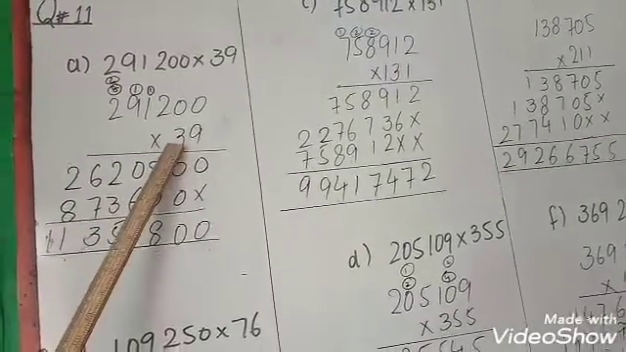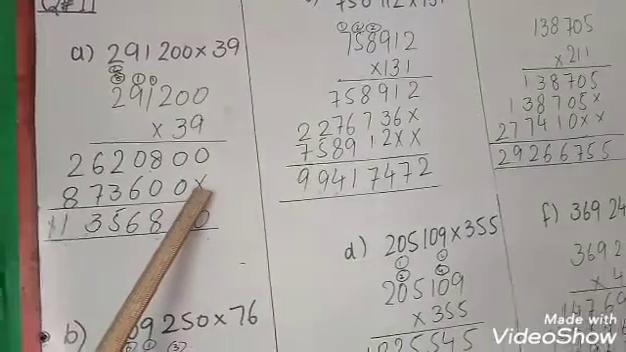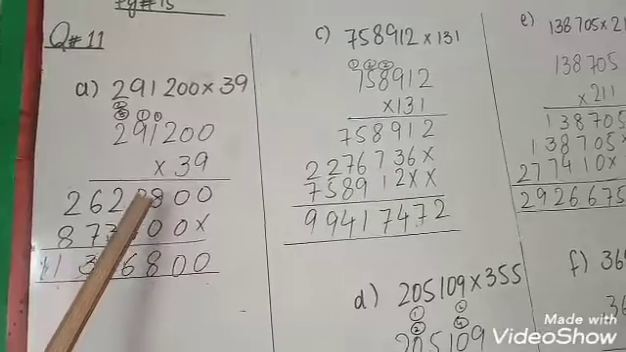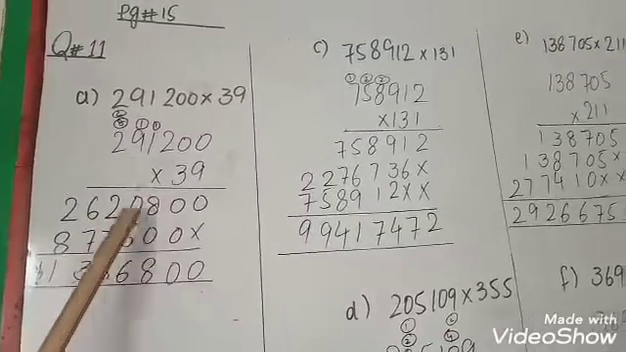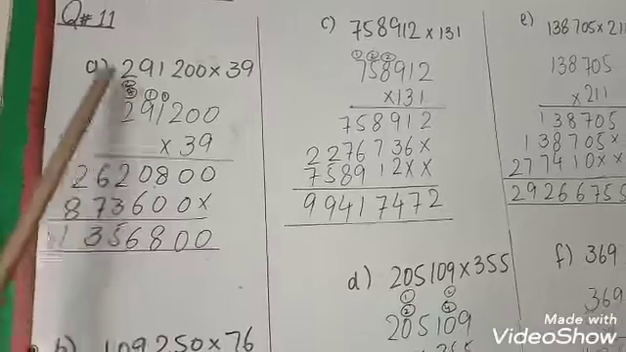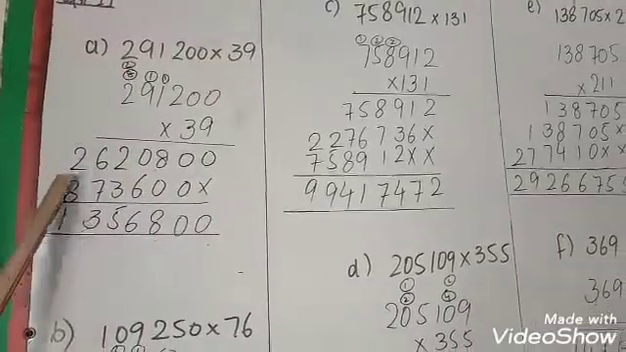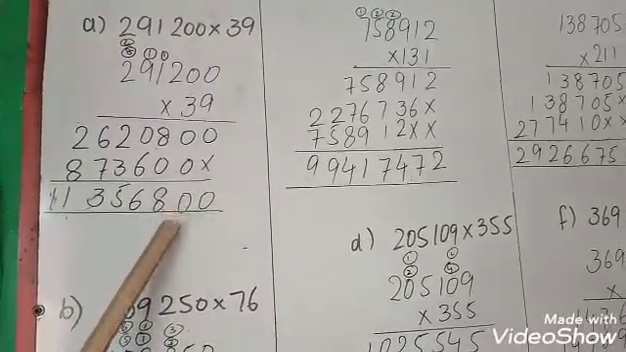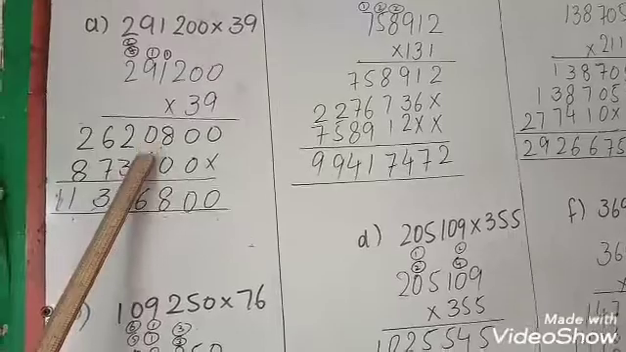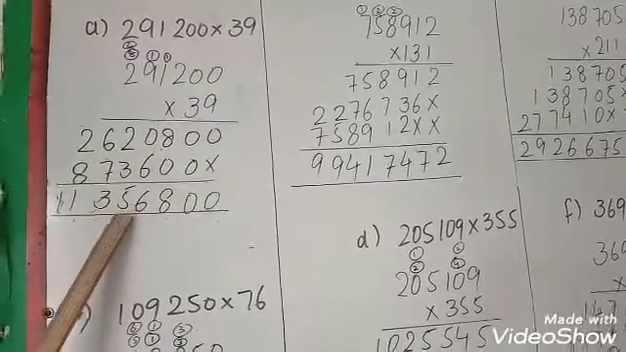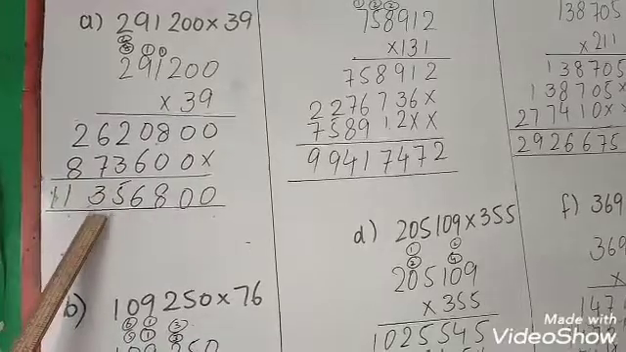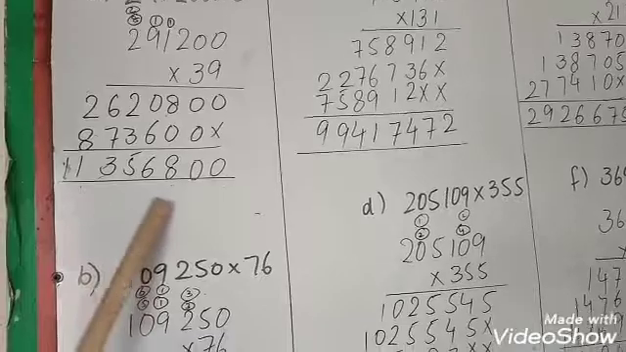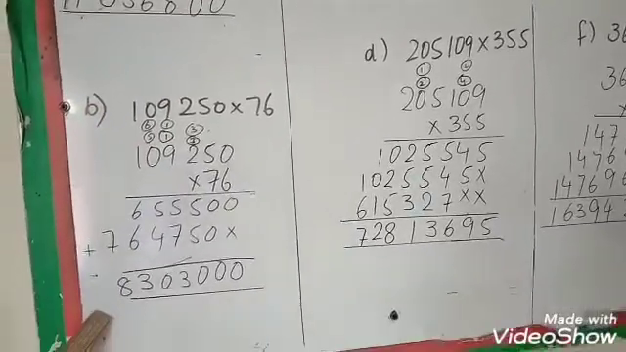Now we multiply the second number. First we write a 0 here. 3 times 9 is 27, 7, 2 carry, 3 times 9 is 27 plus 2 is 29. Now we add these values: 0 plus 0 is 0, 0 plus 0 is 0, 8 plus 0 is 8, 0 plus 6 is 6, 2 plus 3 is 5, 6 plus 7 is 13, 3, 1 carry, 8 plus 2 is 10 plus 1 is 11. This is your answer. Next question is also the same.